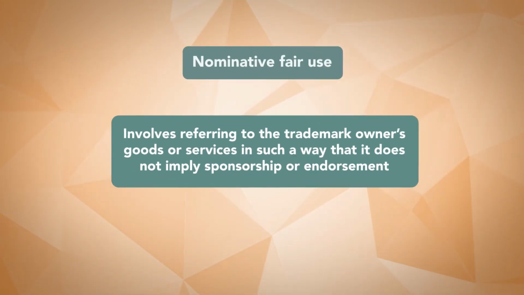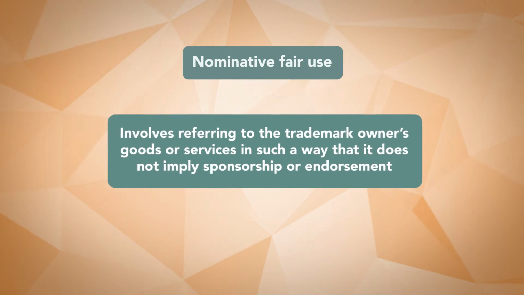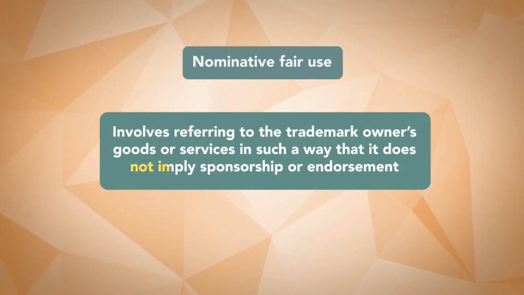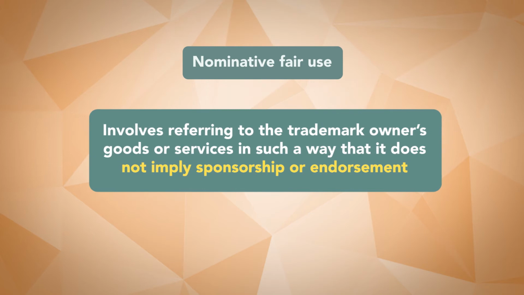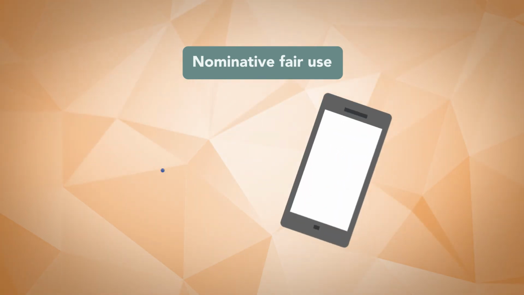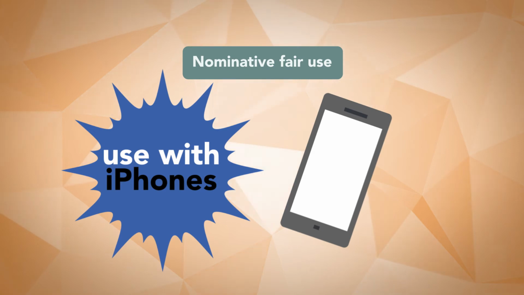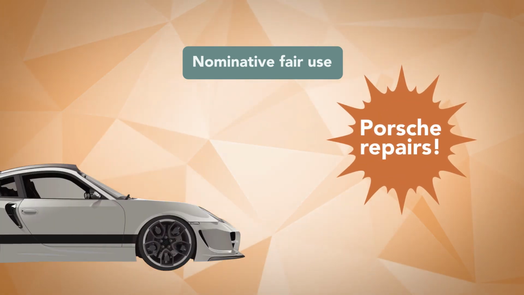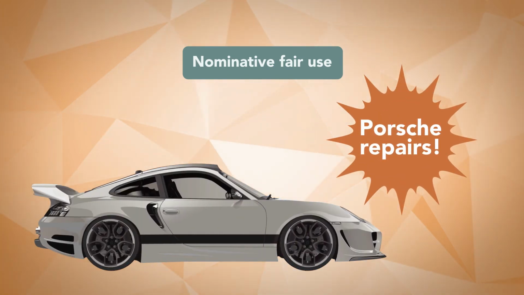Nominative fair use involves referring to the trademark owner's goods or services in such a way that it does not imply sponsorship or endorsement. For example, a cellular phone case manufacturer can indicate that its cases are for use with iPhones, and an auto mechanic specializing in Porsche repairs is allowed to advertise her business as servicing Porsche cars.